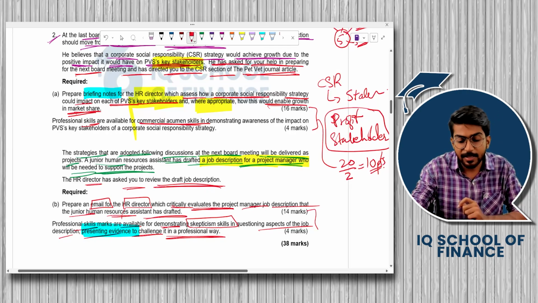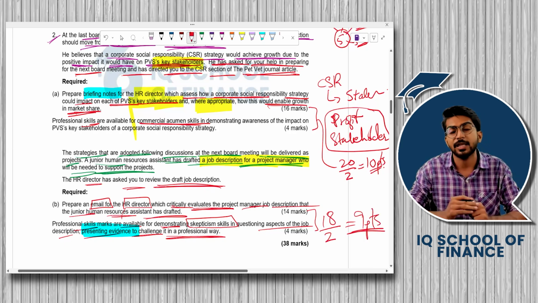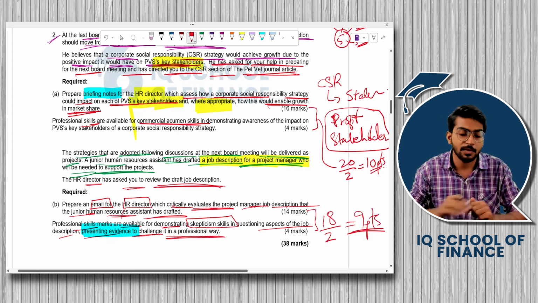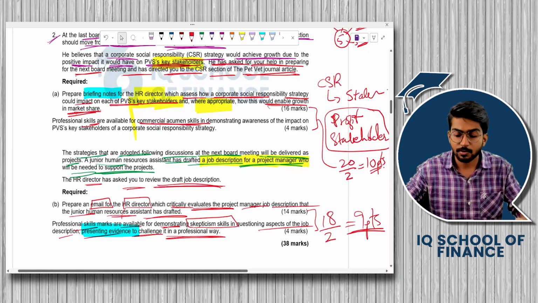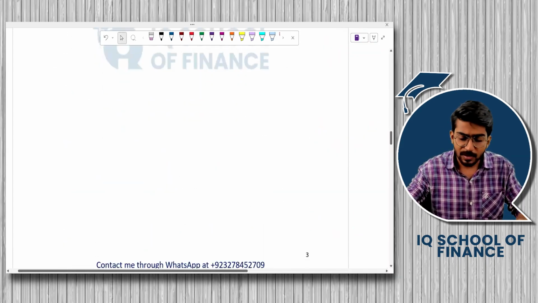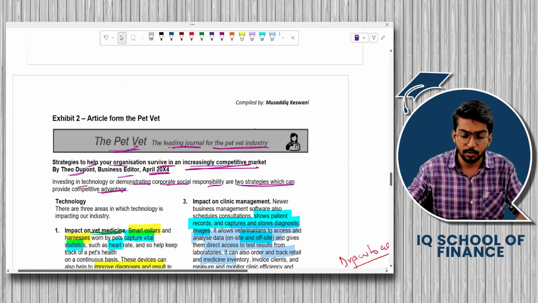So this is the 18 marks question. If I divide it by 2, it will give me 9 points. So I have to find 9 mistakes in the job description document in order to draft a good answer and score the full marks.